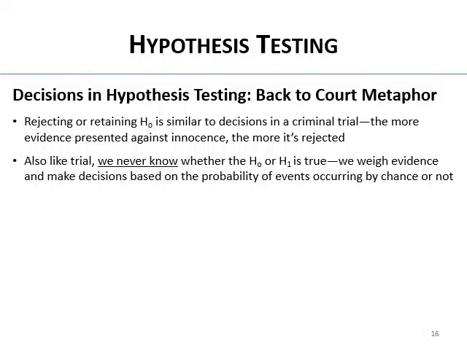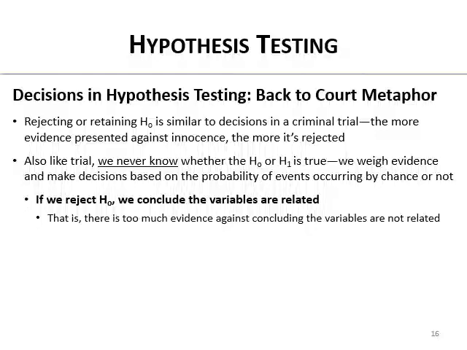I guess if you have a tape or whatever, but you know. We weigh the evidence generally and we make decisions based on the probability of events occurring by chance or not. So you were there, your DNA is there, you have their property, you know. So as you get more and more evidence against the null, you reject it. So if we reject the null, we conclude the variables are related. That is, there's too much evidence against concluding the variables are not related.